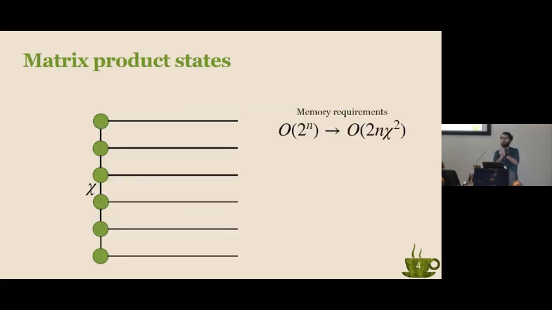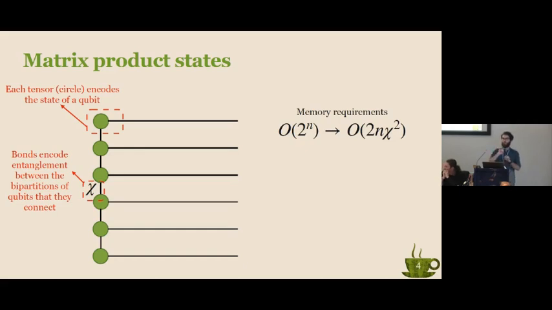And if we iterate this procedure of dividing our quantum state into subsystems, we end up in the matrix product state scenario, where each of the qubits is represented by this circle, which is a tensor, and the connections between qubits encode the quantum correlation between them, and in particular, those are bounded by this bond dimension chi. What is really important is that now the memory requirement passes from exponential in the number of qubits to linear with the number of qubits and quadratic with this bond dimension.